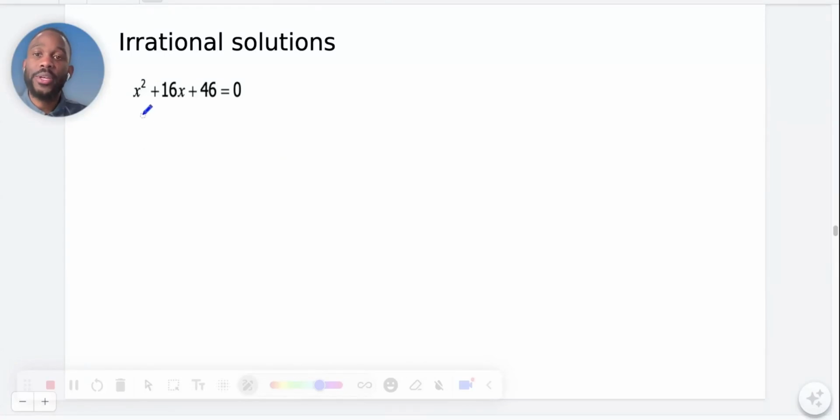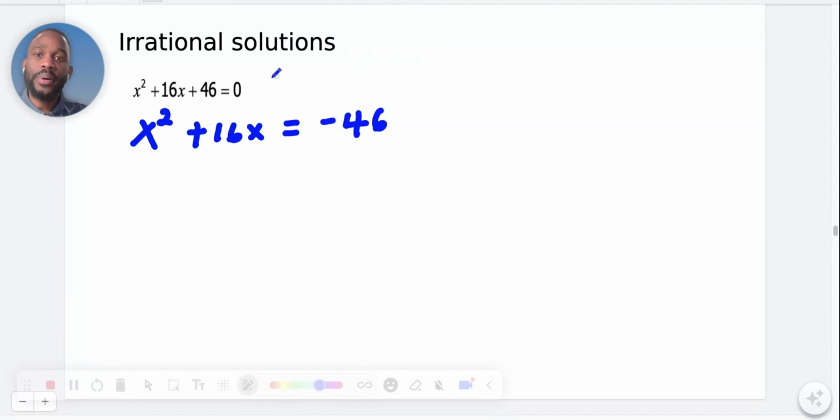Sometimes you're given an equation that has irrational solutions, and this is what I mean. Again, let's go back to the basics of completing squares. The first step is to isolate the x's. So this is going to be the same as x squared plus 16x is equal to negative 46. This is what I mean by isolating the x's.